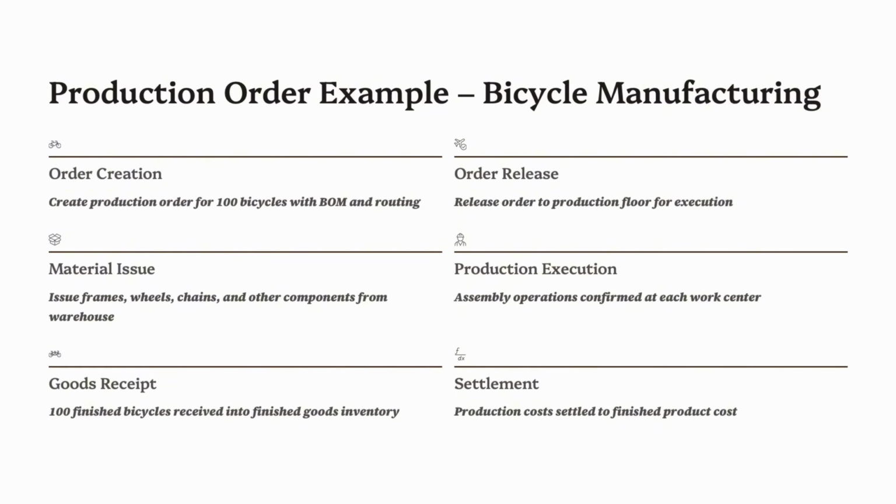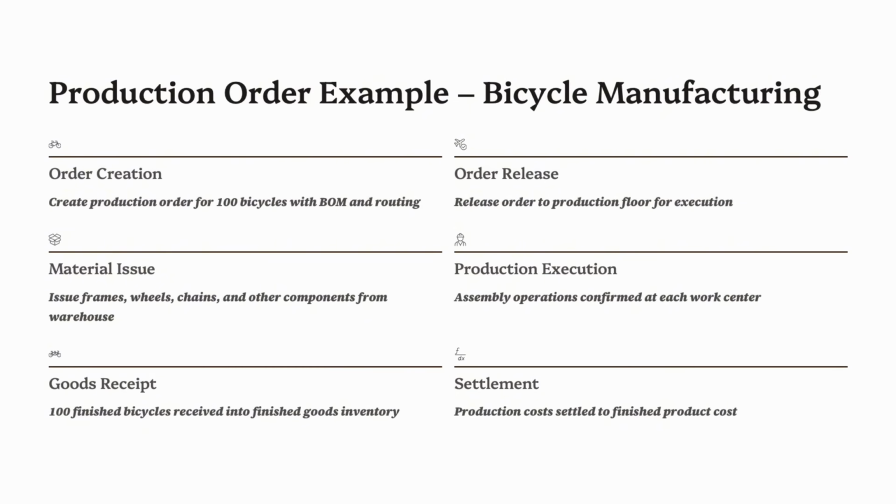Material issue, MM. The warehouse issues steel frames, rubber tires, and other components. Inventory is updated and consumption is recorded against the production order. Production execution. Workers assemble bicycles step by step according to the routing. Confirmations are entered in the system as each operation is completed.